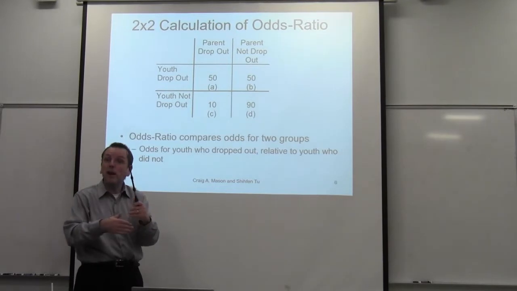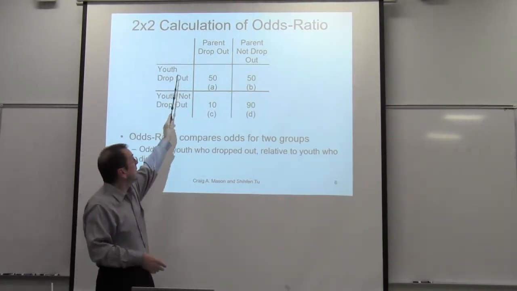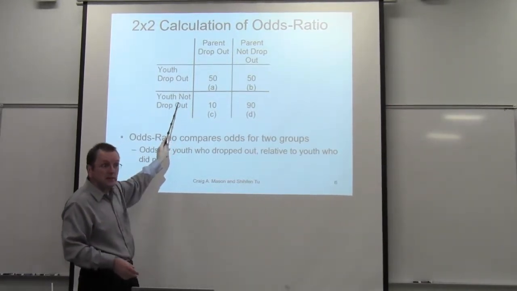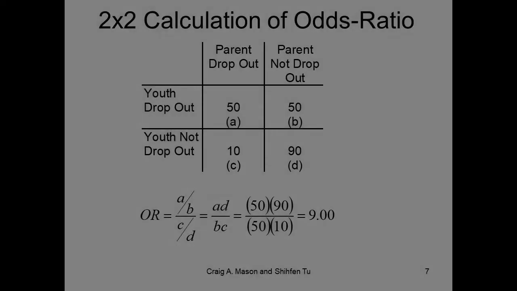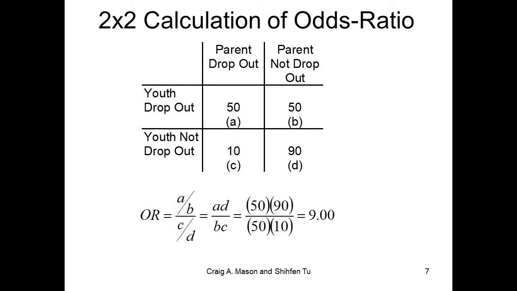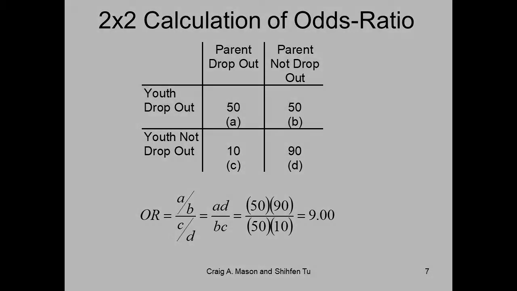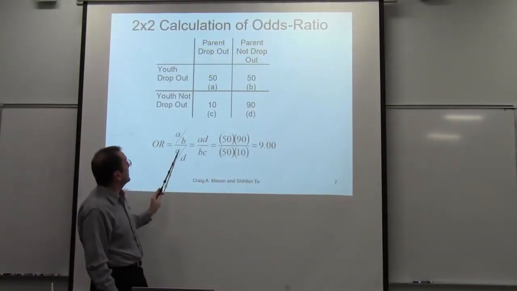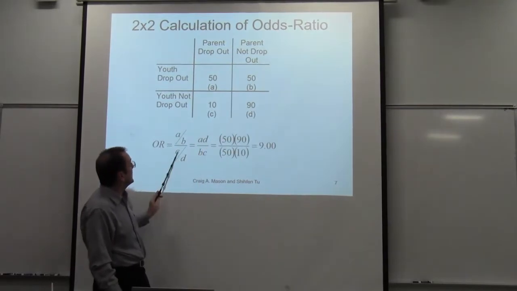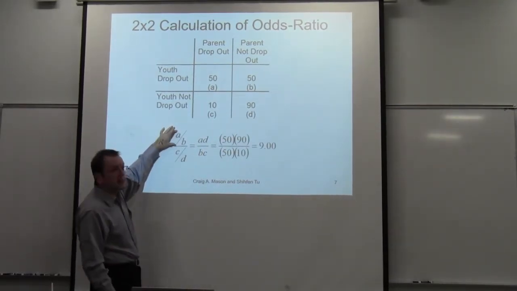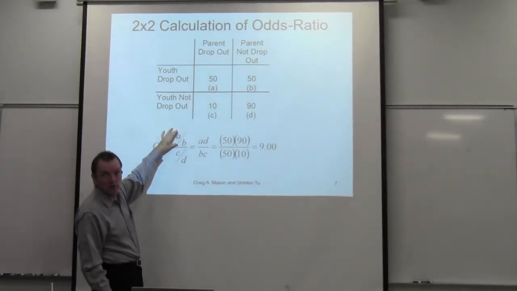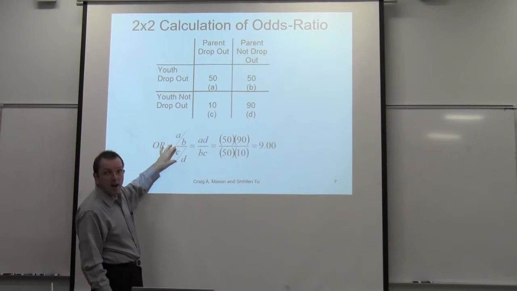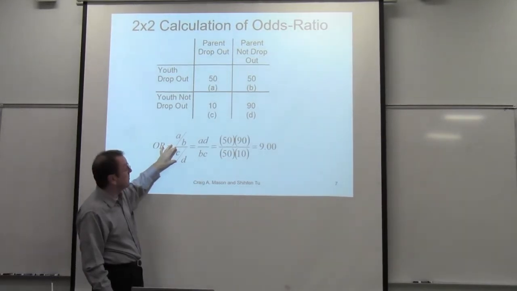So we're looking at the relative odds. What are the odds for these kids relative to the odds for those kids? The odds ratio: the odds of the parent dropping out for the kids who dropped out is A over B. It's the same for the youth who did not drop out, C over D. The numerator is the odds of having a parent who dropped out if the kid dropped out, and this is the odds for the kids who did not drop out.